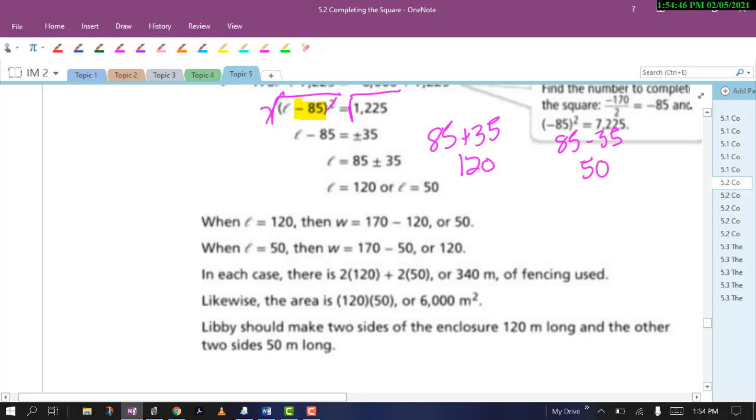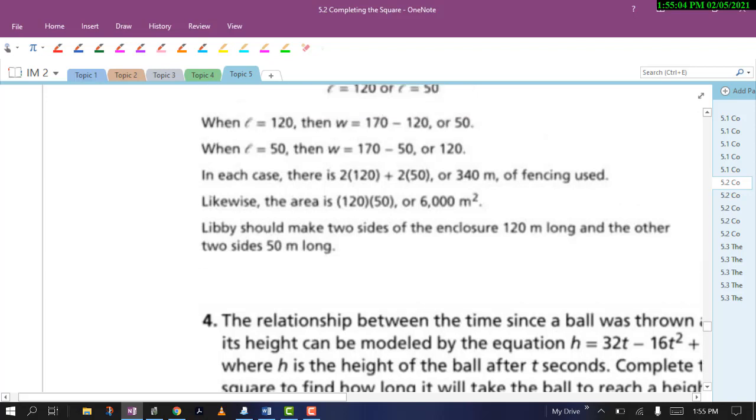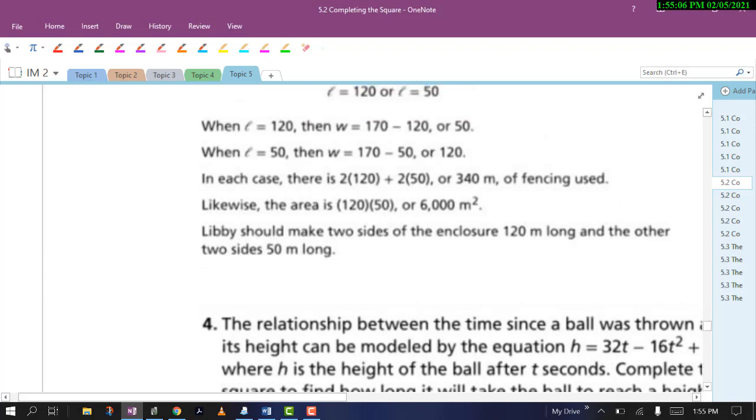So really they're the same dimensions. Either the length is 120 and the width is 50, or the width is 120 and the length is 50. So Libby should make 2 sides of the enclosure 120 and the other 2 sides 50 meters long. And of course, we can always check our answers, and that's what we were doing here. So again, just completing the square, stuff we know how to do, nothing different.